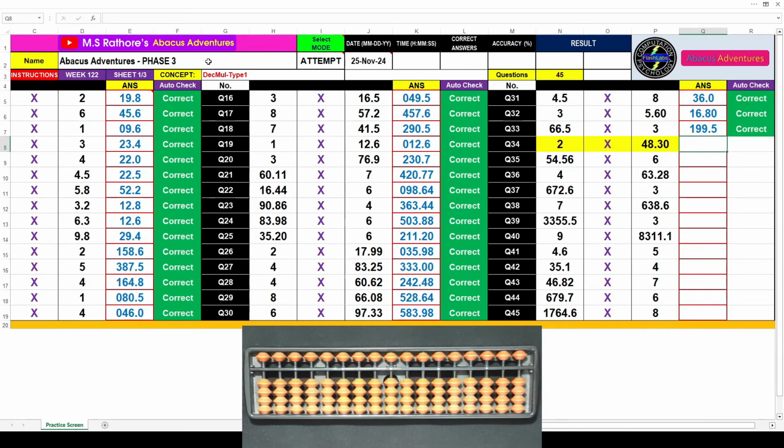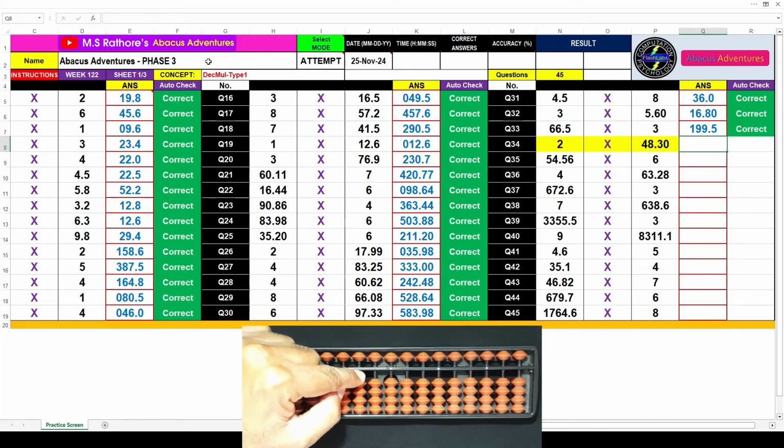Question number 34, 2 multiplied by 48.30, placing the finger on rod number 3. So the question becomes 4830 multiplied by 2. Once we have placed the left index finger correctly on the rod, let's forget the decimal point and treat both the values as normal values.